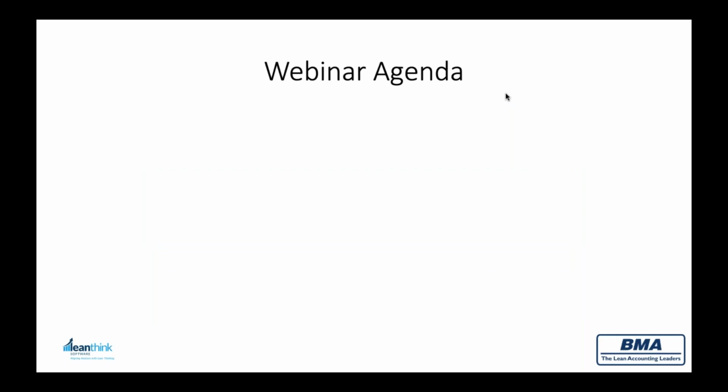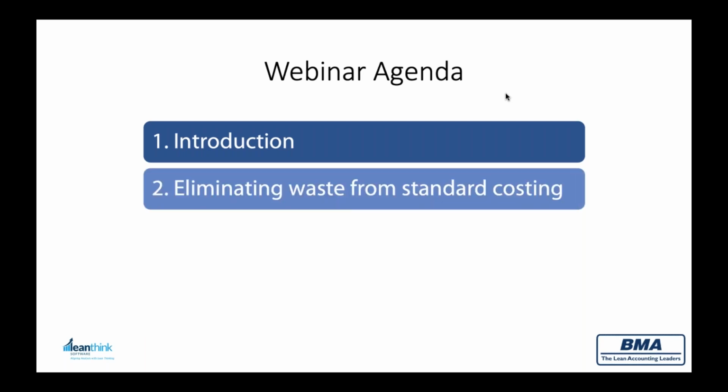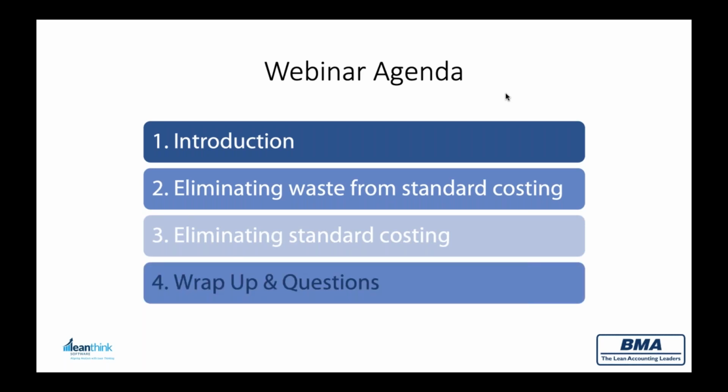Our agenda today is quite simple. There will be a brief introduction, sort of the background of standard costing and lean organizations, talk about a few important issues. Then we'll get into the details of specifically how can you eliminate waste from your standard costing system? How can you actually go about eliminating standard costing in your system, in your company? And then we'll finally wrap up and take some questions.